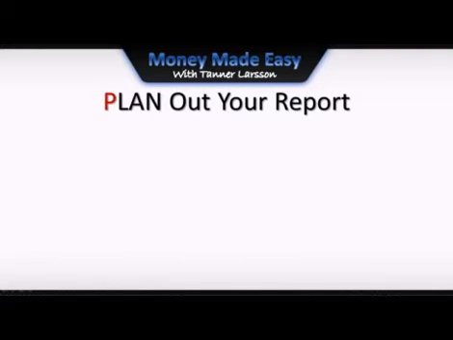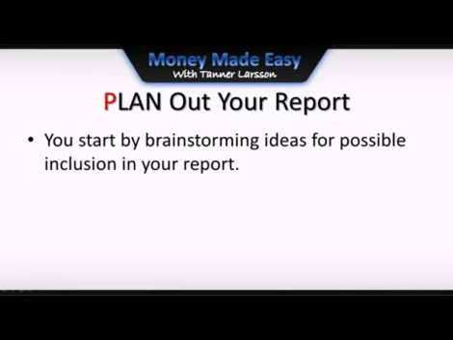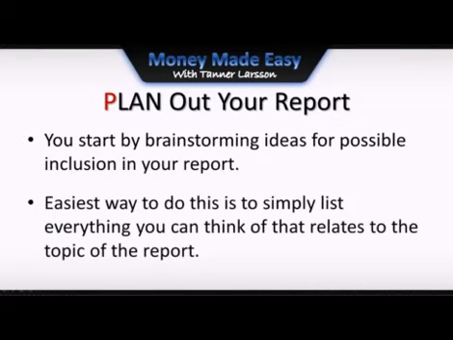Plan out your report. You start by brainstorming ideas for possible inclusion into your report. The easiest way to do this is to simply list everything you can think of that relates to the topic of the report. I like to just open a Word document and make a bulleted list and just start brain dumping everything I can think of, okay? Or you can do it out longhand on paper if that's what you want to do. Just get it all down on paper. Don't filter. Just get it all down.